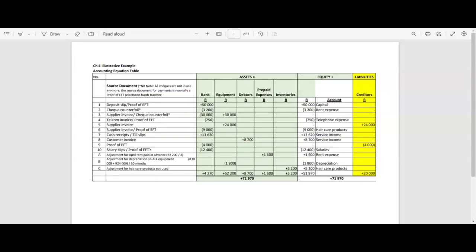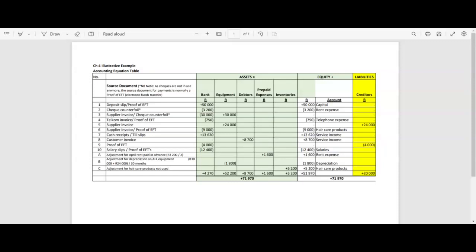1,800. Thank you, Elma. So that's where the 1,800 comes from. What we refer to, ladies and gentlemen, when we get to PPE, we will expand on this. The cost is what you just typed: 54,000 rands. The depreciation as well as the accumulated depreciation at the end of this first month is 1,800.